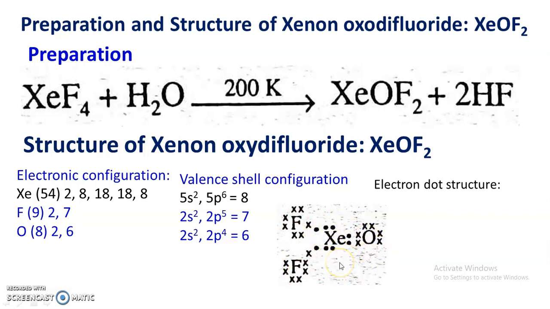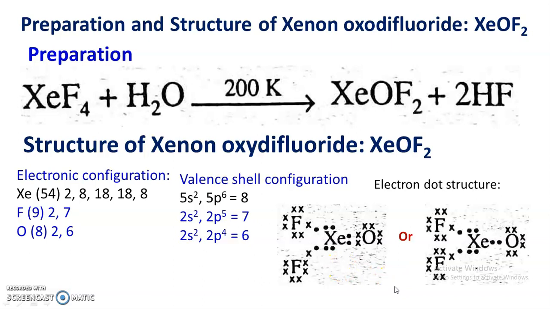Actually xenon contributes 8 electrons towards the formation of bonds. Out of 8 electrons, 4 electrons are involved in bonding: 1 electron is shared with fluorine, another electron is shared with the other fluorine, and a pair of electrons is shared with the oxygen atom. Out of 8 electrons, 4 are involved in bonding, whereas 2 pairs of electrons are available as non-bonding.